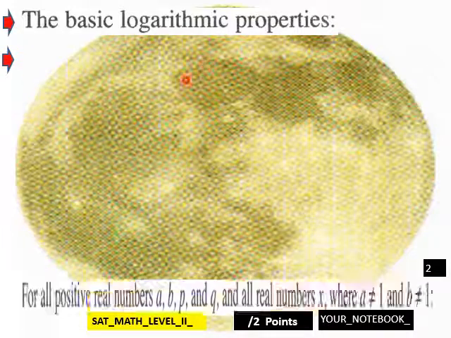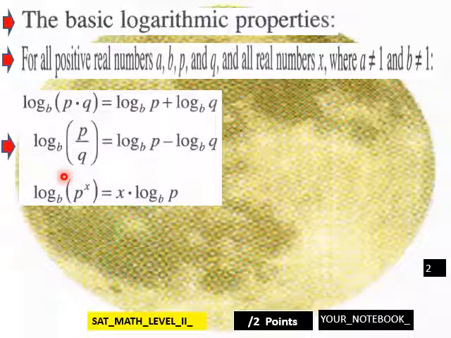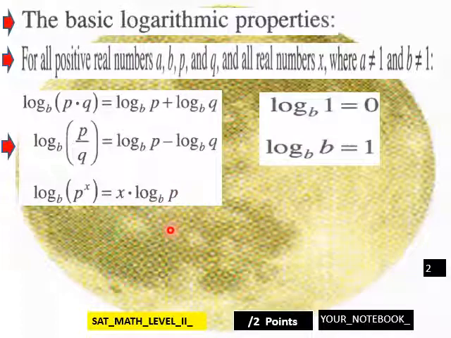The basic logarithmic properties: for all positive real numbers a, b, p, and q, and all real numbers x, where a does not equal 1 and b does not equal 1, we have log base b of pq will equal log base b of p plus log base b of q. Then log base b of p over q will equal log base b of p minus log base b of q. Then log base b of p to the x will equal x times log base b of p; the x goes out in front of your log.